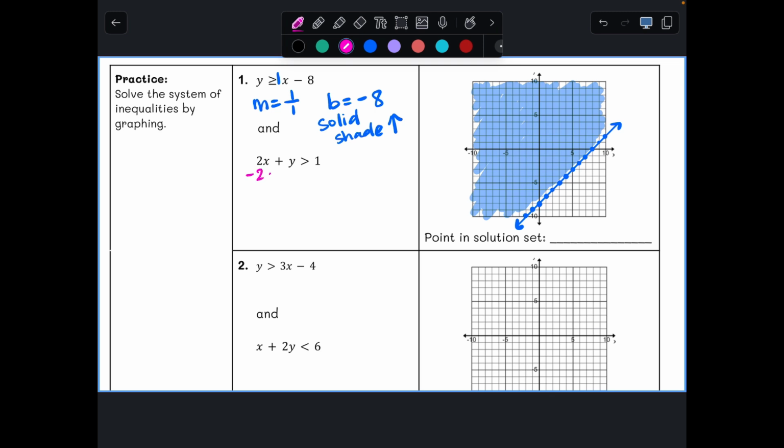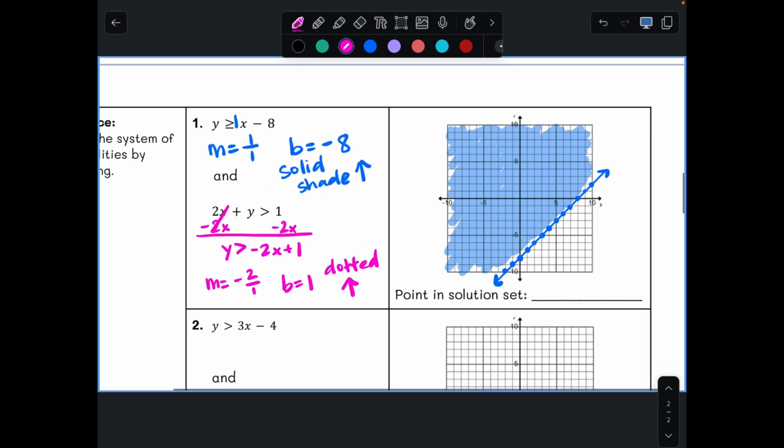We will subtract 2x, y is greater than negative 2x plus 1, and that's our slope-intercept form. So m is negative 2 over 1, and b is 1. This will be a dotted line, and we will shade up because it's greater than.